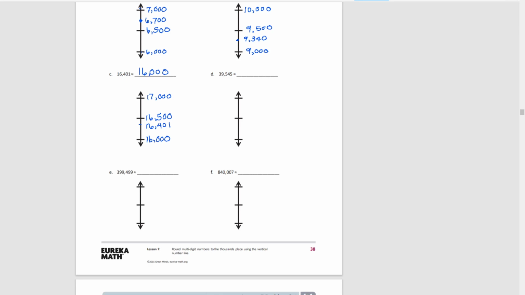Pause the video and try D. So for D, we have 39,000 as the existing number. One higher thousand would be 40,000. The midpoint would be 39,500. And this is 39,545, so it's just a little bit above the midpoint. But still being above the midpoint, it's closer to 40,000.